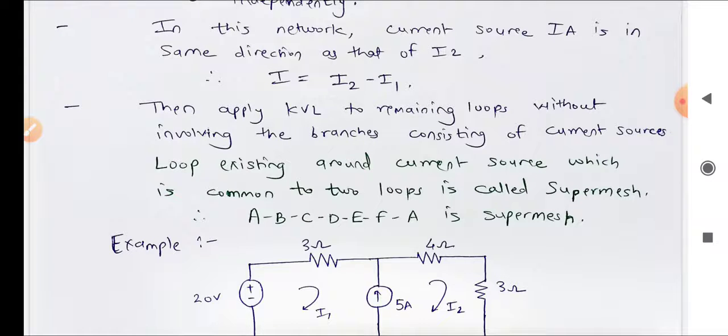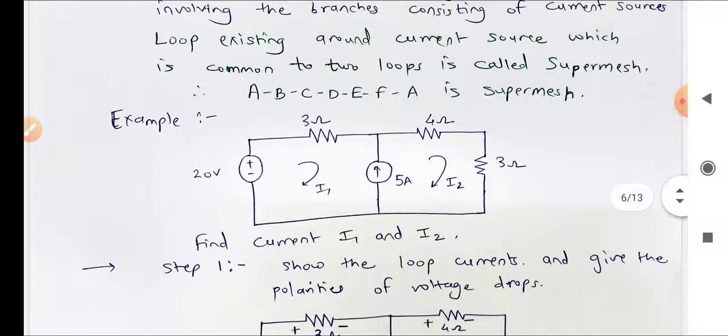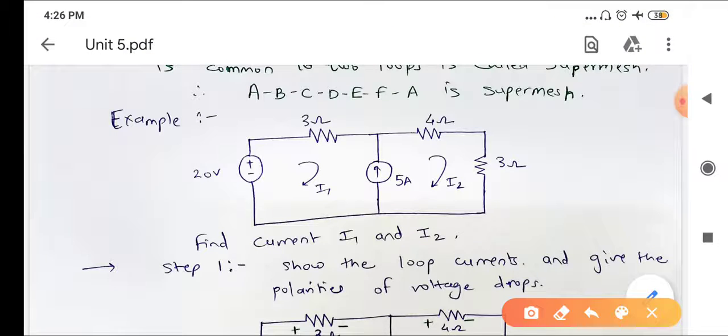To get an idea, I have one example. See, this is the example. In that, the 3 ohm, 4 ohm and 3 ohm are the three resistors, and 5 ampere is a current source present in between two loops. Now at that time, we are going to write the equation for this current source by assuming I1 and I2. Okay, so by considering I1 and I2, I2 is in the same direction as that of 5 ampere, so it will be I2 minus I1 is equal to 5. This is our first equation.